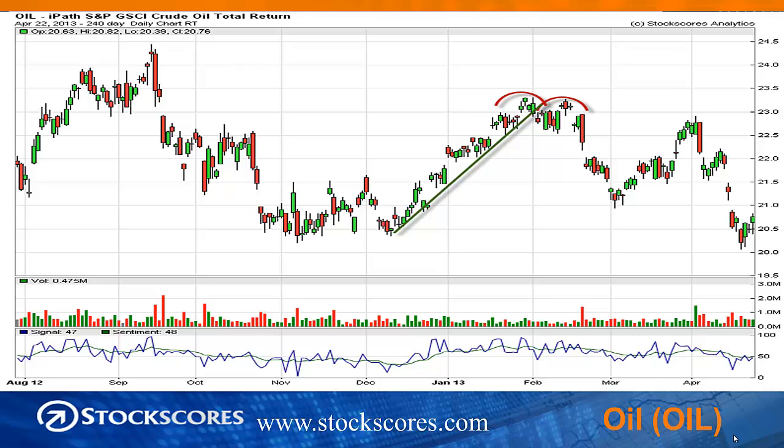Looking at a chart of gold, you would see that there was a number of falling tops before the sharp decline in gold that happened over the last couple of weeks.